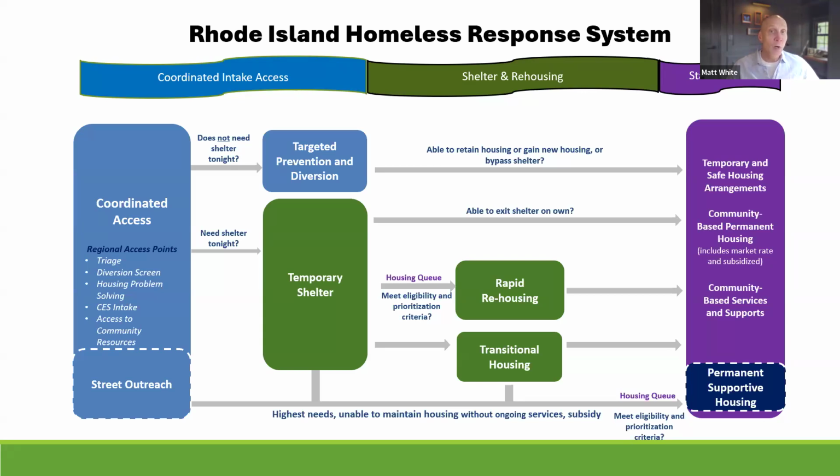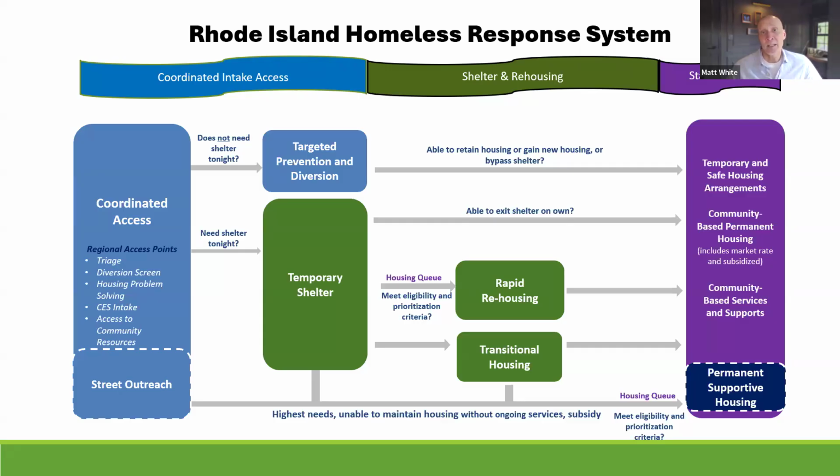For those folks who are in shelter, then the next step is to stabilize them and immediately start identifying a rehousing plan. For many people, that rehousing plan could be exiting shelter on their own with no further assistance. And so for those people, you're going to see they're advancing all the way to the right-hand side of the graphic in that purple block. And it could be temporary but safe housing arrangements, maybe moving in with family or friends or shared housing, relocating back to a community where they're originally from, where they have more supports.